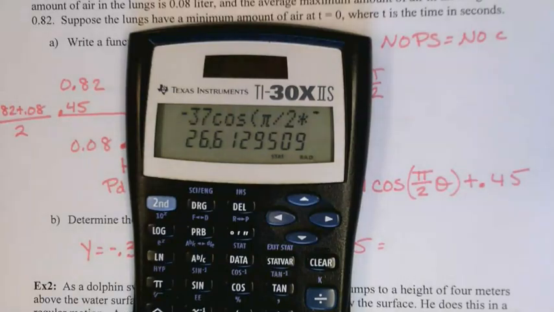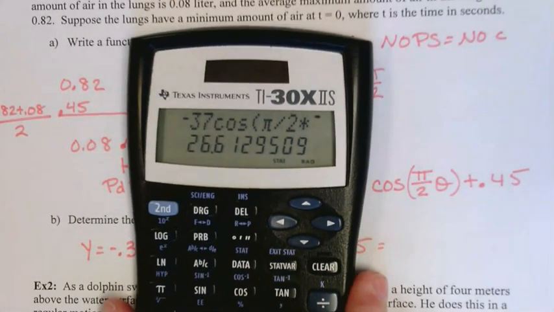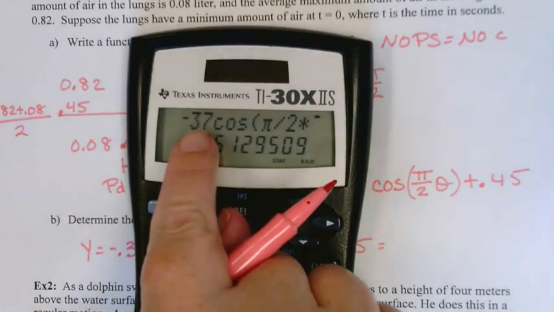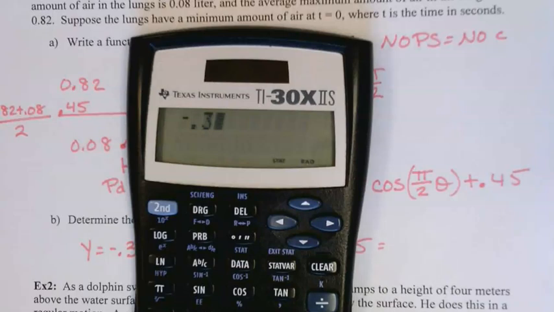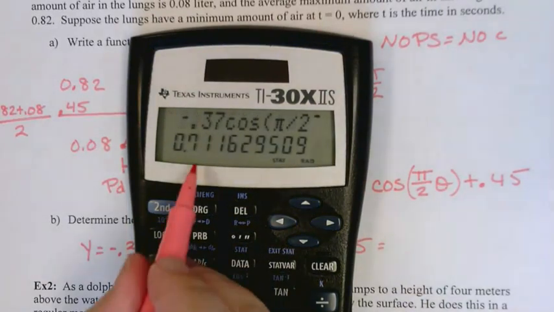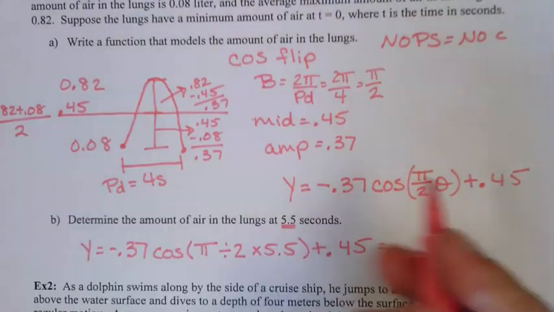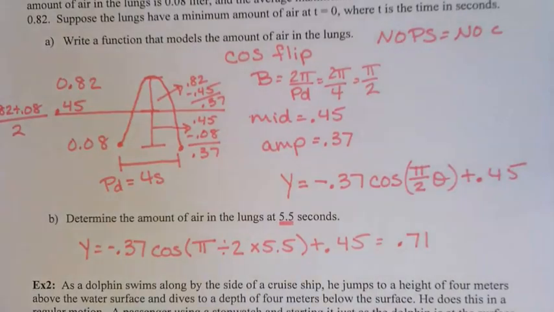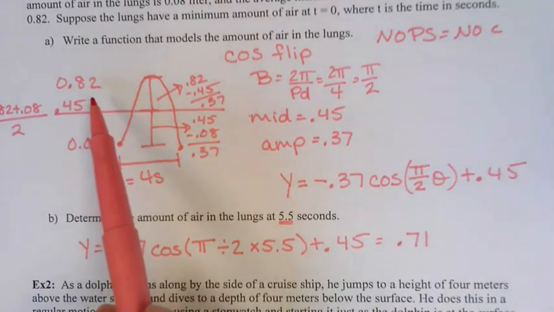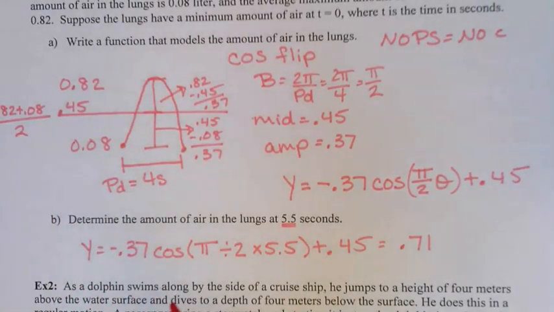And that is definitely not correct. That's way too big. And I see what I did. I forgot my decimal on 37. So negative 0.37 cosine pi divided by 2 times 5.5, close parentheses, plus 0.45, which gives 0.71. Okay. So remember, the highest amount of oxygen is 0.82. And would you agree my first answer, 266, was a little too much? So we want to be careful there.